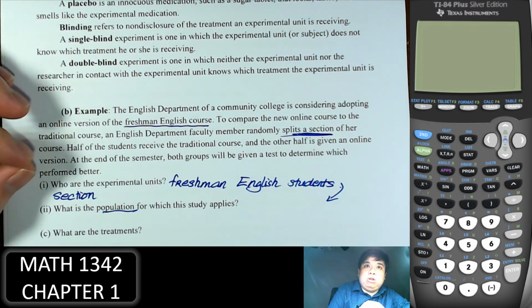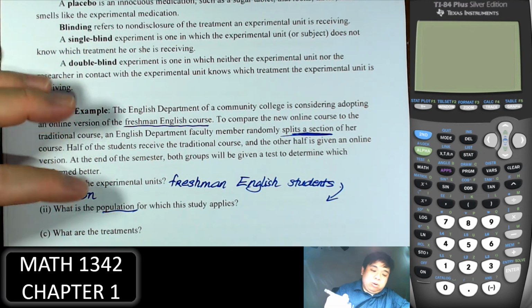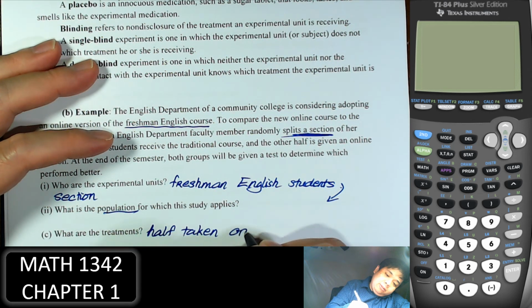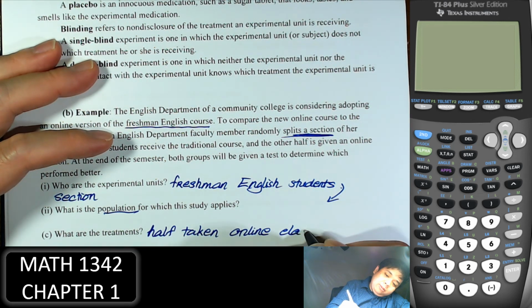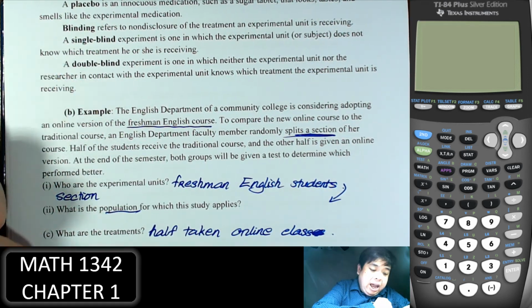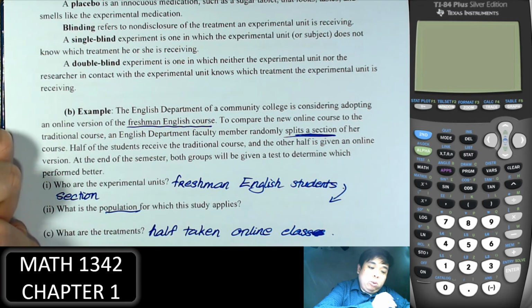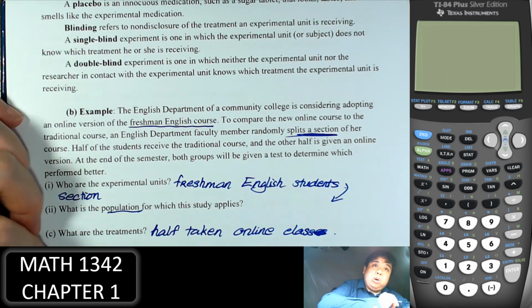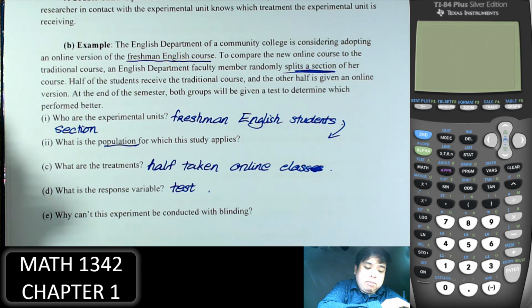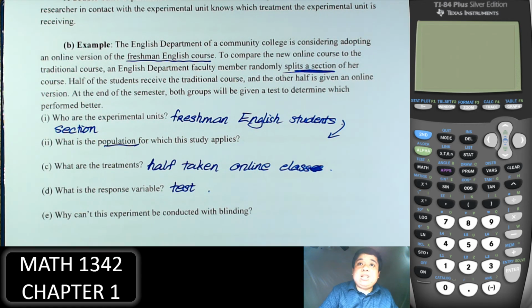So what is the treatment? Well, the treatment is half online, half traditional, so half of them will be in an online class. And what is the response variable? At the end, they're given a test, so based on that test, we determine which class is better. Next, why can this experiment not be conducted with blinding? Well, because when you take the online class, you know exactly if you are taking an online class or a lecture class, so it cannot be conducted blindly.